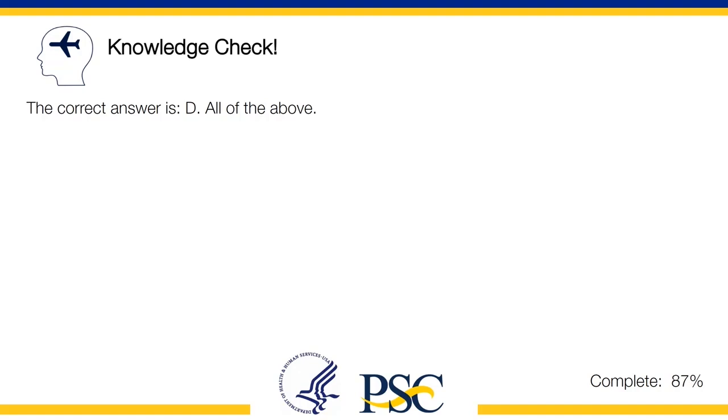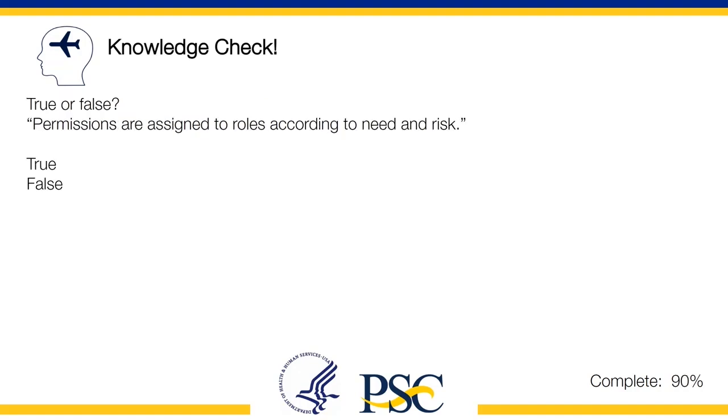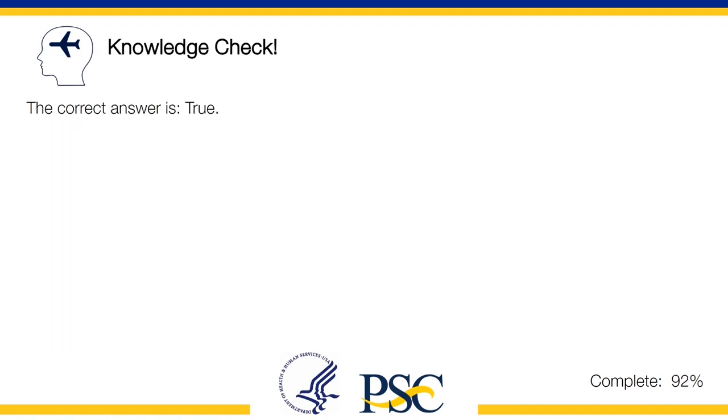All of the above. True or false? Permissions are assigned to roles according to need and risk. Pause the video, consider your response, and then resume to learn the answer. The correct answer is true.